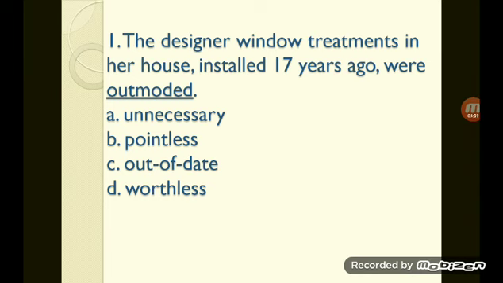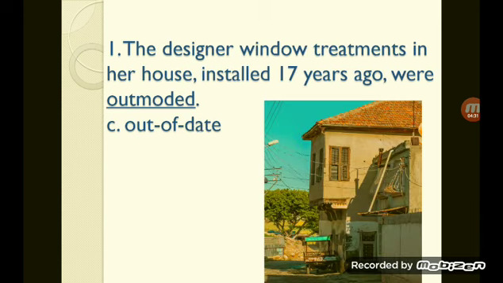Outmoded is very similar to the word outdated. So, this is our first clue. This is the first hint that we have, that it could mean outdated, or the correct option could be C, out of date. Another clue that will help us is that the designer windows were installed 17 years ago. So it could be out of date. Let us look at the correct answer. So the correct answer is C, out of date.